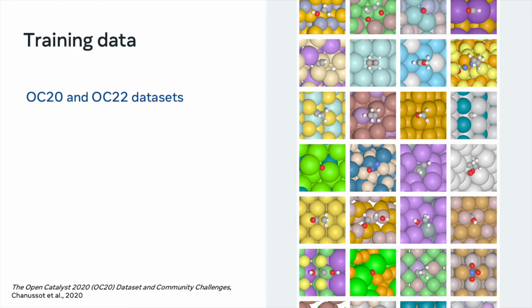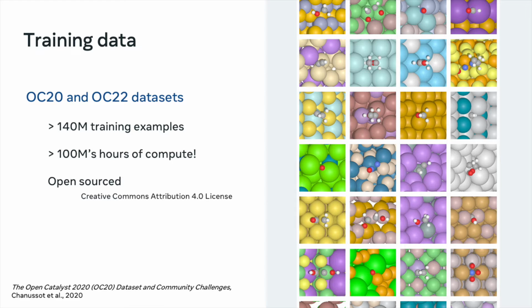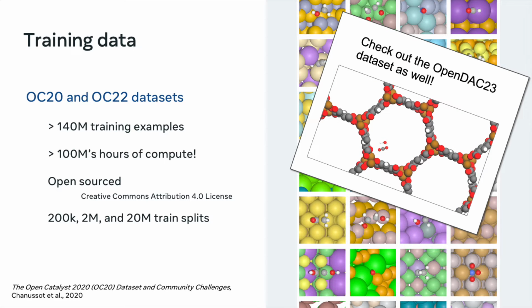For training models, we typically use the Open Catalyst 20 and 22 datasets. The reason for this is we wanted to explore how well our models would generalize if we trained them on a lot of data. There are 140 million examples across these datasets, and it took a huge amount of compute to compute them. It is available with an open source license that allows for both commercial and non-commercial purposes. And finally, we created several different splits of the dataset, the 200K, the 2 million, and the 20 million, in case you wanted to evaluate your models against other approaches, but you didn't have enough compute to train it on the entire dataset.